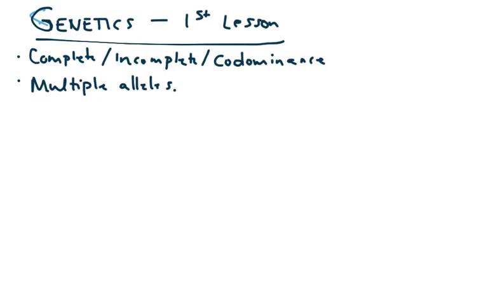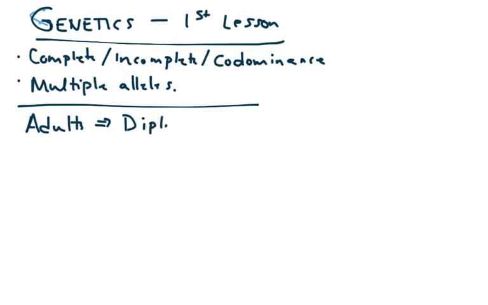We have to remember that as we're talking adults in terms of humans, that we are diploid, which also means 2N, okay? Which also means we all have two copies of every gene. Correct? So we each have two copies of every single gene.